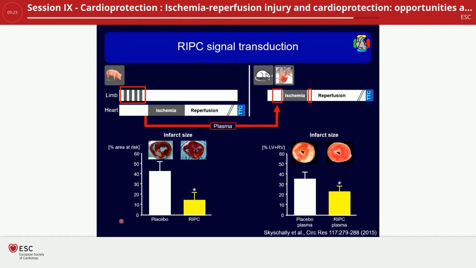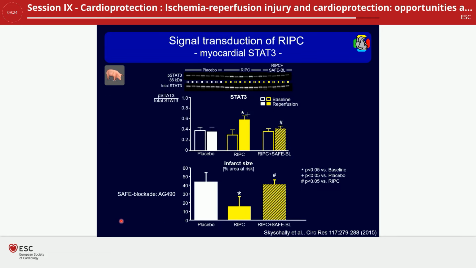And what you can tell is it does. So infarct size in the rat heart was reduced, indicating that indeed remote conditioning in one species, in one individual, releases cardioprotective factors into the blood that can be transferred to a different species. What is the signal that is important for that? In our hands, in the pig heart, the protection was associated with the STAT3 pathway.